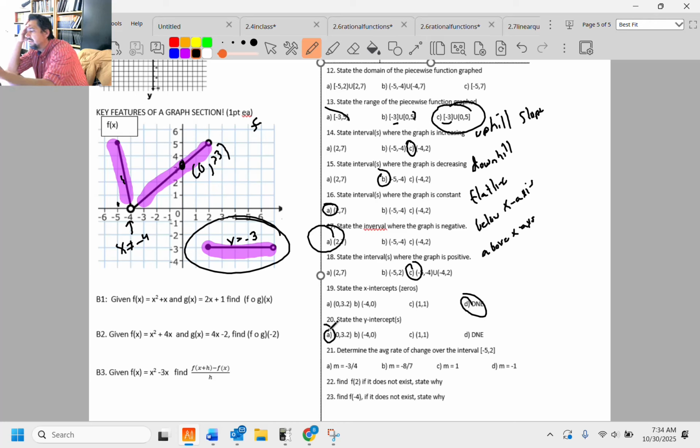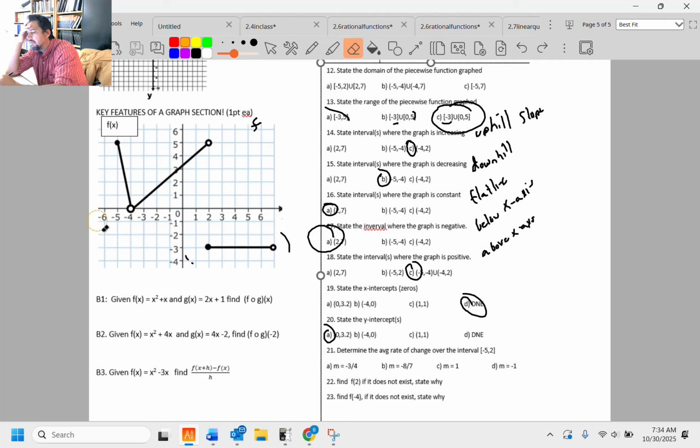Determine the average rate of change over the interval from -5 to 2. So I've explained this numerous times, but it doesn't seem to want to stick. You put a solid dot on your graph where x is -5. This is where x is -5. Then you put a solid dot on your graph where x is 2. Now right here, x cannot be 2 because that's a hole, so the point has to be down here. And then you just go back to a middle school mentality of rise over run, and you're good to go.